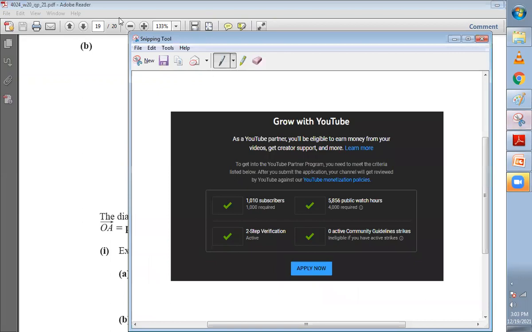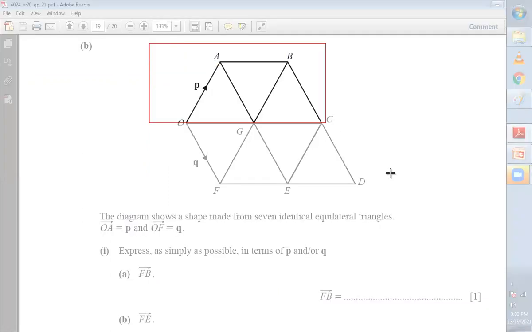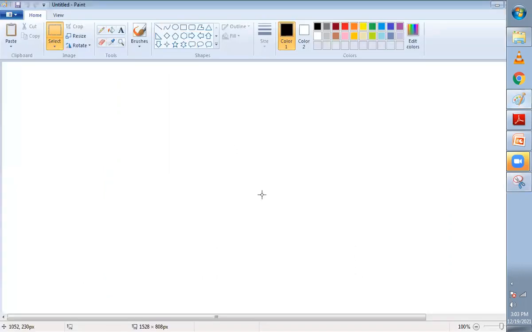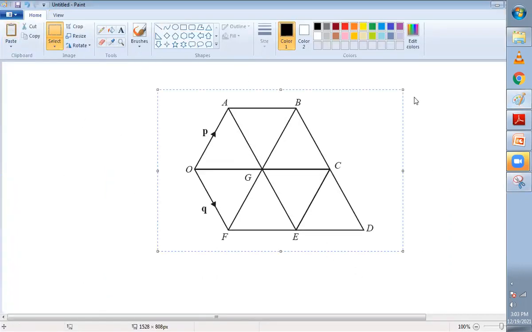Let me copy it from here and paste it in the paint. So if I want to write something, I can write. So they want you to find out this FB. Okay. So you can see this is parallel to the OA, and it has been told that these are equilateral triangles. So this will be p and this will be p. So the FB will be basically 2p.